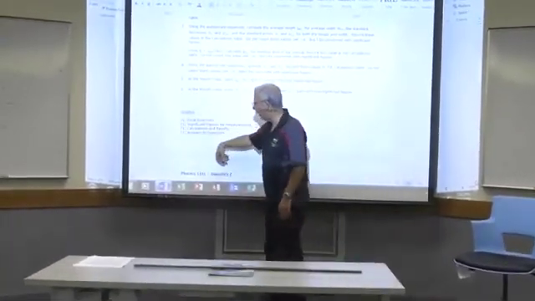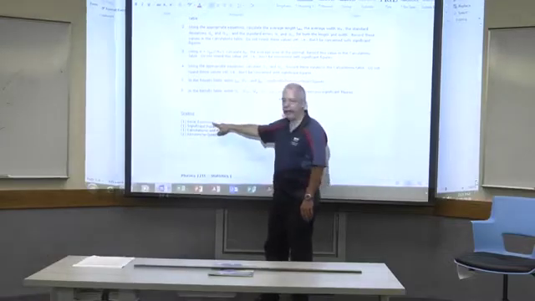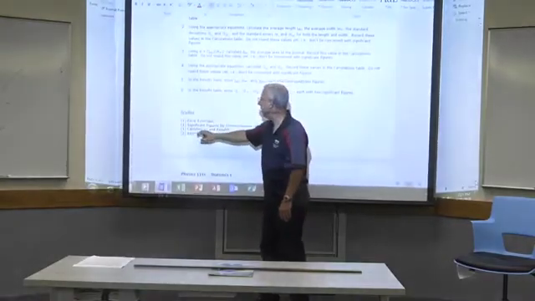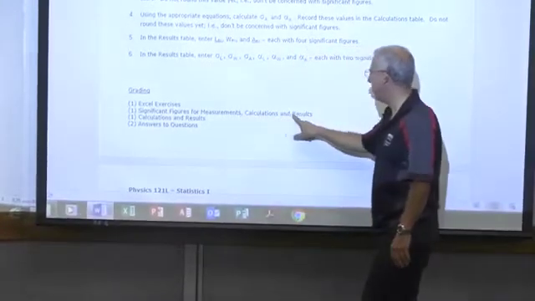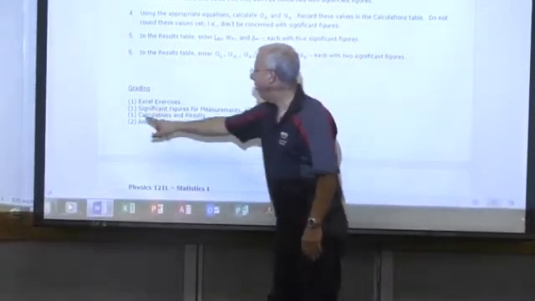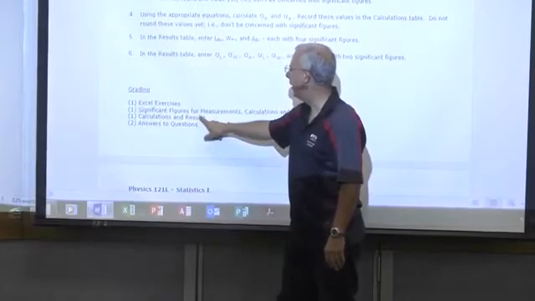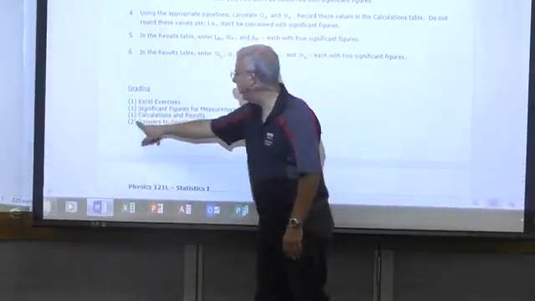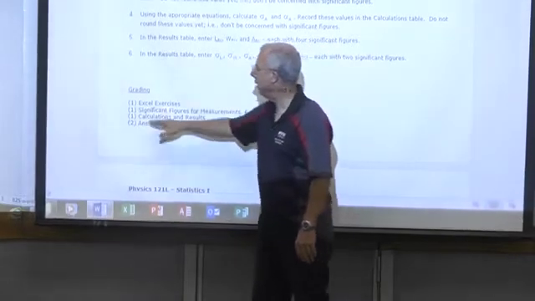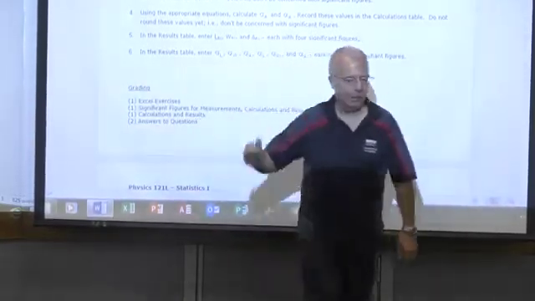So here's the grading. You get 1 point if you complete all of the Excel exercises. You get 1 point if you get the sig figs for the measurements and calculations and results correctly. You get 1 point if you do the calculations and results correctly. Right? This is sig figs. This is the actual calculations. And you get 2 points if you answer the questions correctly. So that adds up to 5.